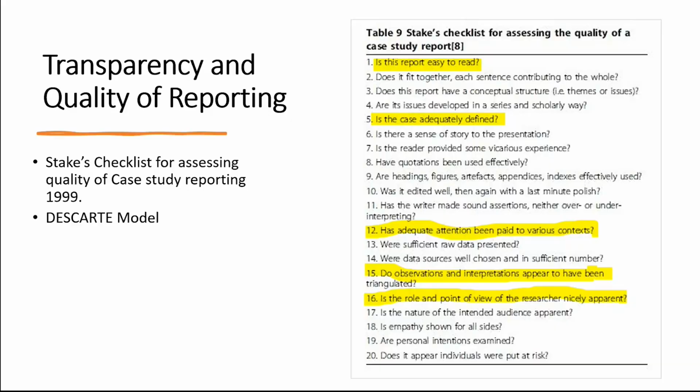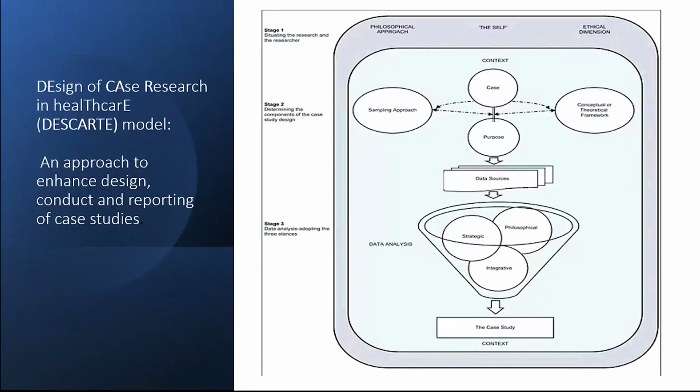The second one I'll describe is something called the Descartes model. So it's the design of case research in healthcare model, which was developed by Carolan and colleagues as an approach to enhance how case studies are designed, conducted, and reported. And basically, the model looks at three important things. So it's the case, that's the case itself, the case study design, how the case study is being designed, and the case study, which is the output of that research.